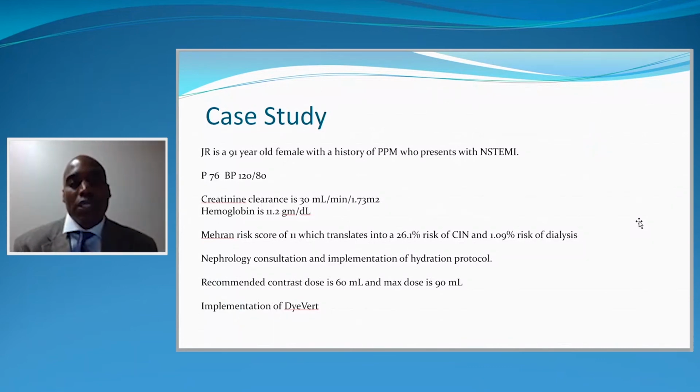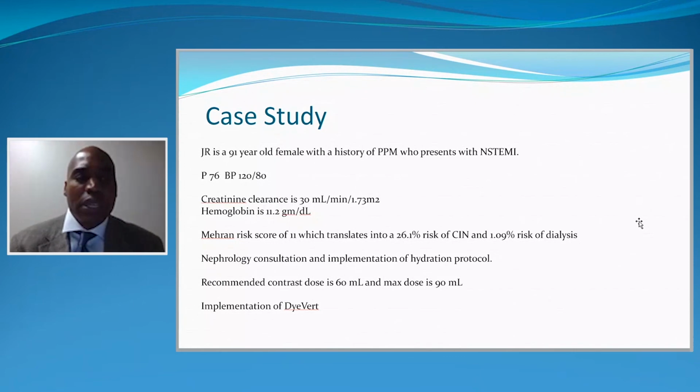So this is a patient, JR, a 91-year-old female with a history of a pacemaker who came to see us with chest pain and an NSTEMI. She was hemodynamically stable at the time of her evaluation. Her creatinine clearance was 30, and her hemoglobin was 11.2. Based on her Mehran risk score, it was 11, and that translated into approximately 21.6% risk of contrast-induced nephropathy and approximately a 1% risk of dialysis.